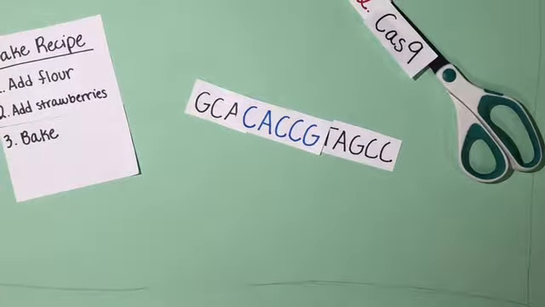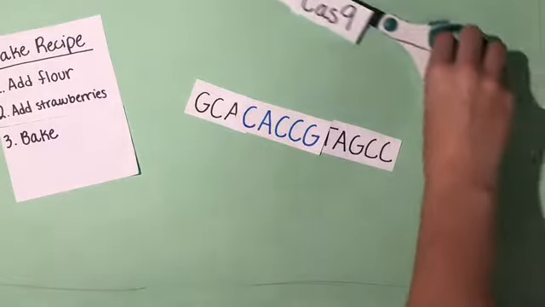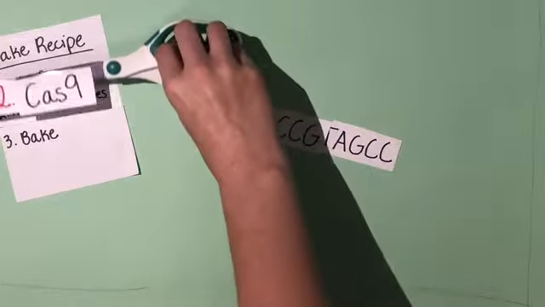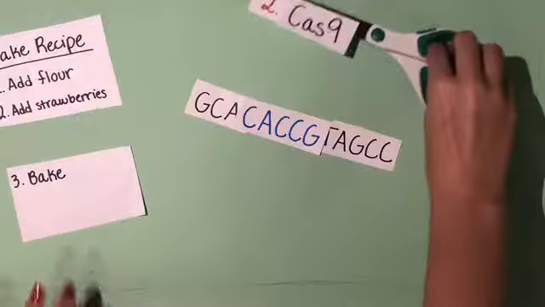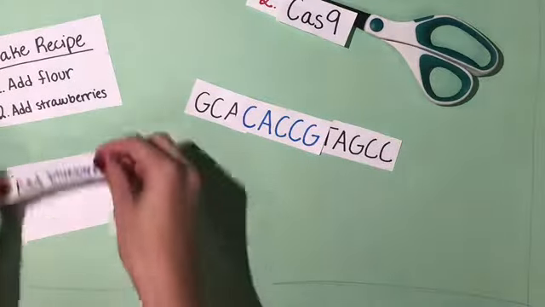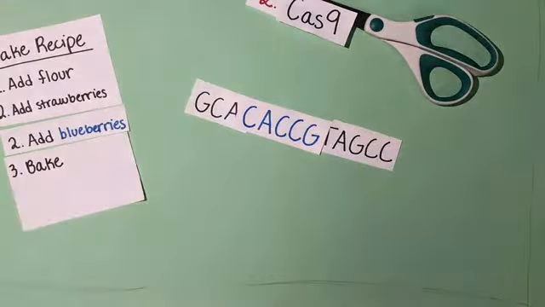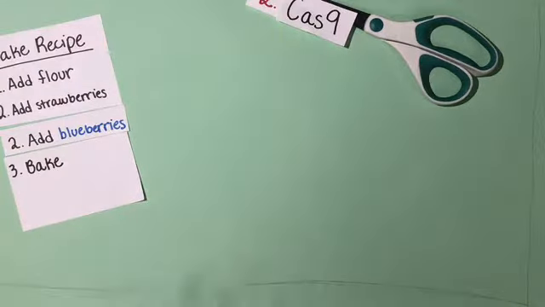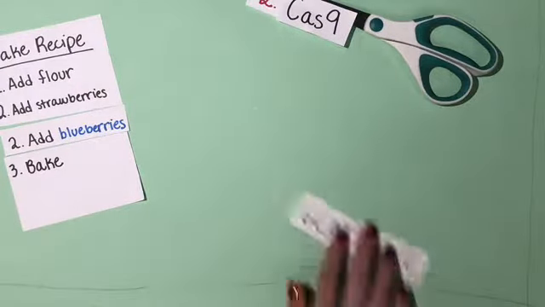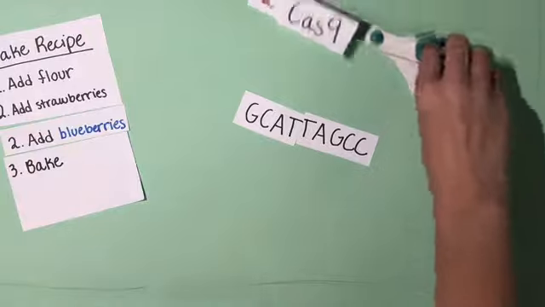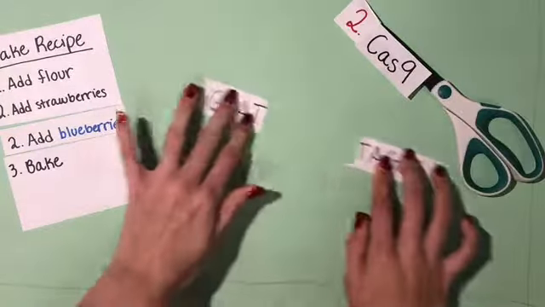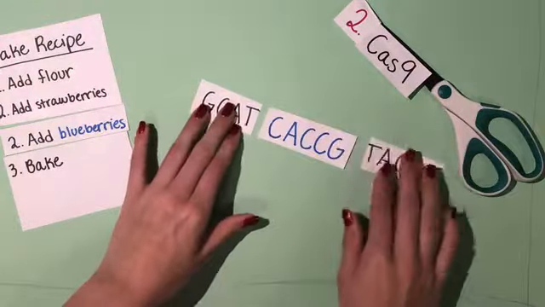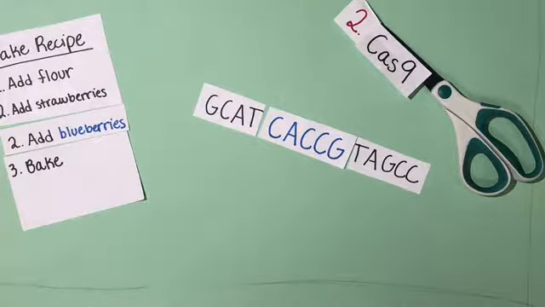Now let's say that we want a cake with both strawberries and blueberries. Our CRISPR-Cas9 scissors would find the spot in our instruction that says add strawberries and make a cut. Now we could make the add blueberry step a part of the recipe. In the genome, this would be like if we saw a regular genome and then CRISPR-Cas9 made a cut and we inserted a new gene in its place without removing any old genes.